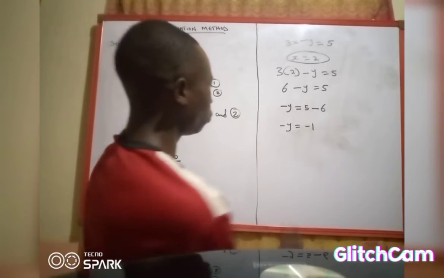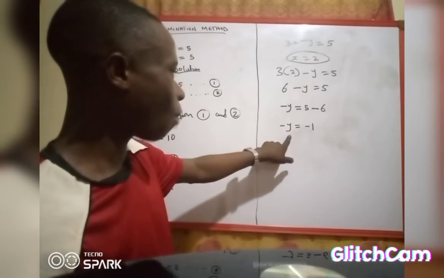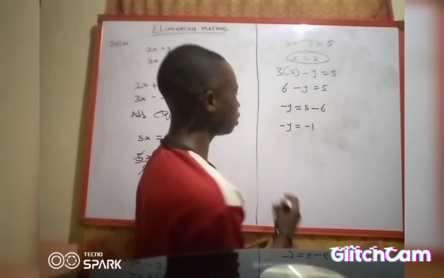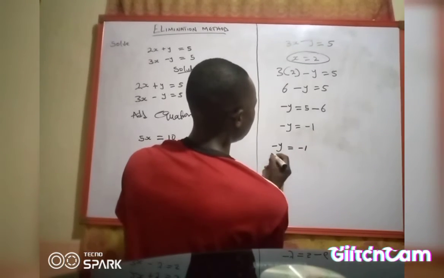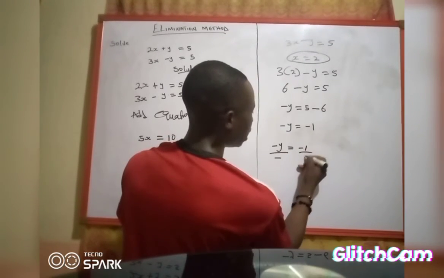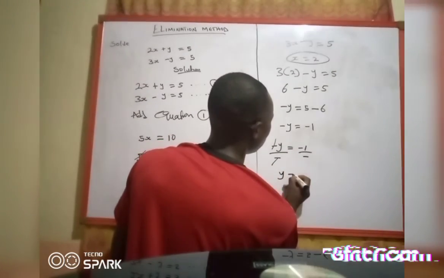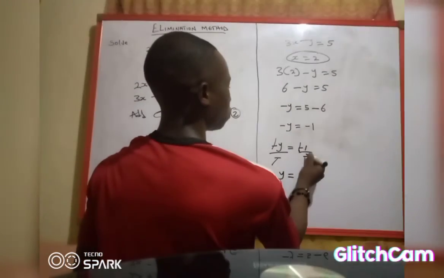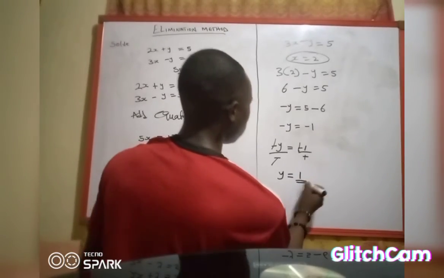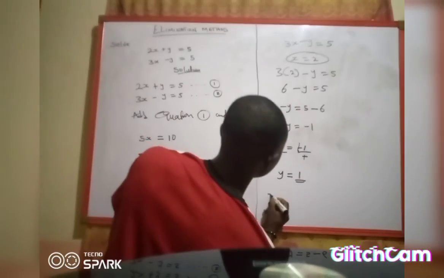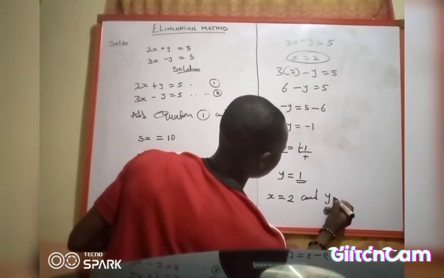To get y now, we are going to divide both sides by the coefficient of y, and the coefficient of y here is negative. So we divide by negative. Negative y equals negative 1. Divide both sides by negative so that negative cancels negative. I'll have y, which is equal to, this negative will cancel this negative, so it will be ordinary 1. This is my value of y. Therefore, my x equals 2 and my y equals 1.